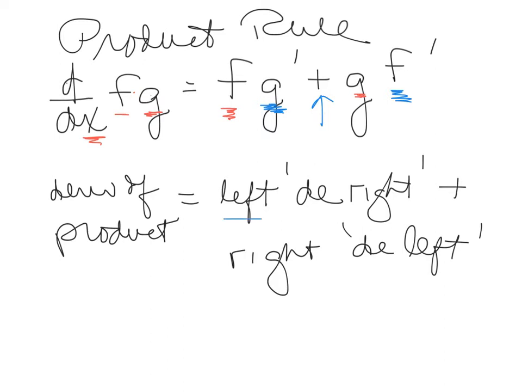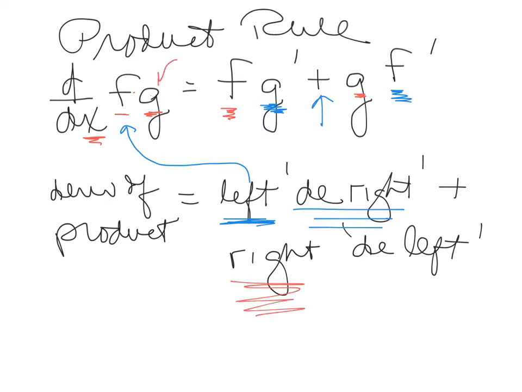Okay, so the way you're going to remember this is that the derivative of a product equals left, whatever function's on the left, and in this case it's your f function, times the derivative of the function on the right, and the function on the right is your g function, plus right, whichever function's on the right, and that's your g, times the derivative of the function on the left. So that's the rule. I want you to write that down so that you have it on top of your notes. And then we're going to do some examples.